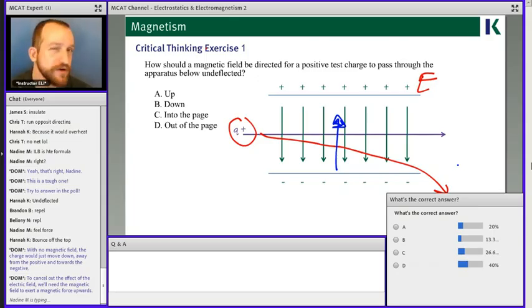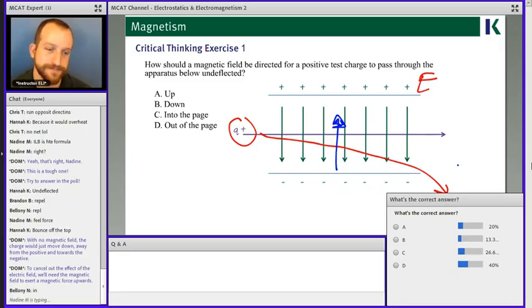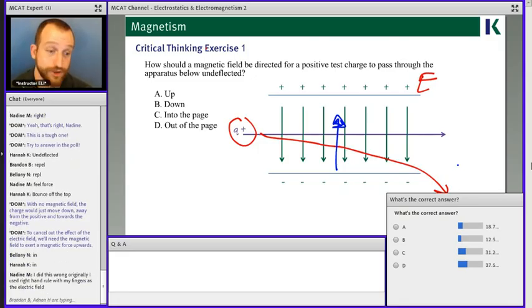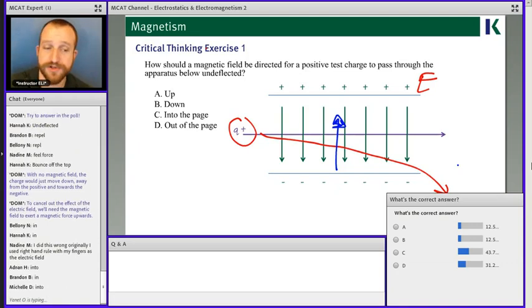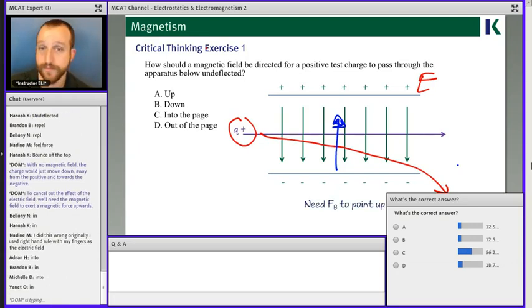Where are your fingertips pointing now? Should be pointing into the computer screen. Done. We want the force to point straight up to cancel out the electric. And it's going to the right, so thumb points to the right. The only possible way to make this happen is if the magnetic field is pointing into the page. Answer choice C.